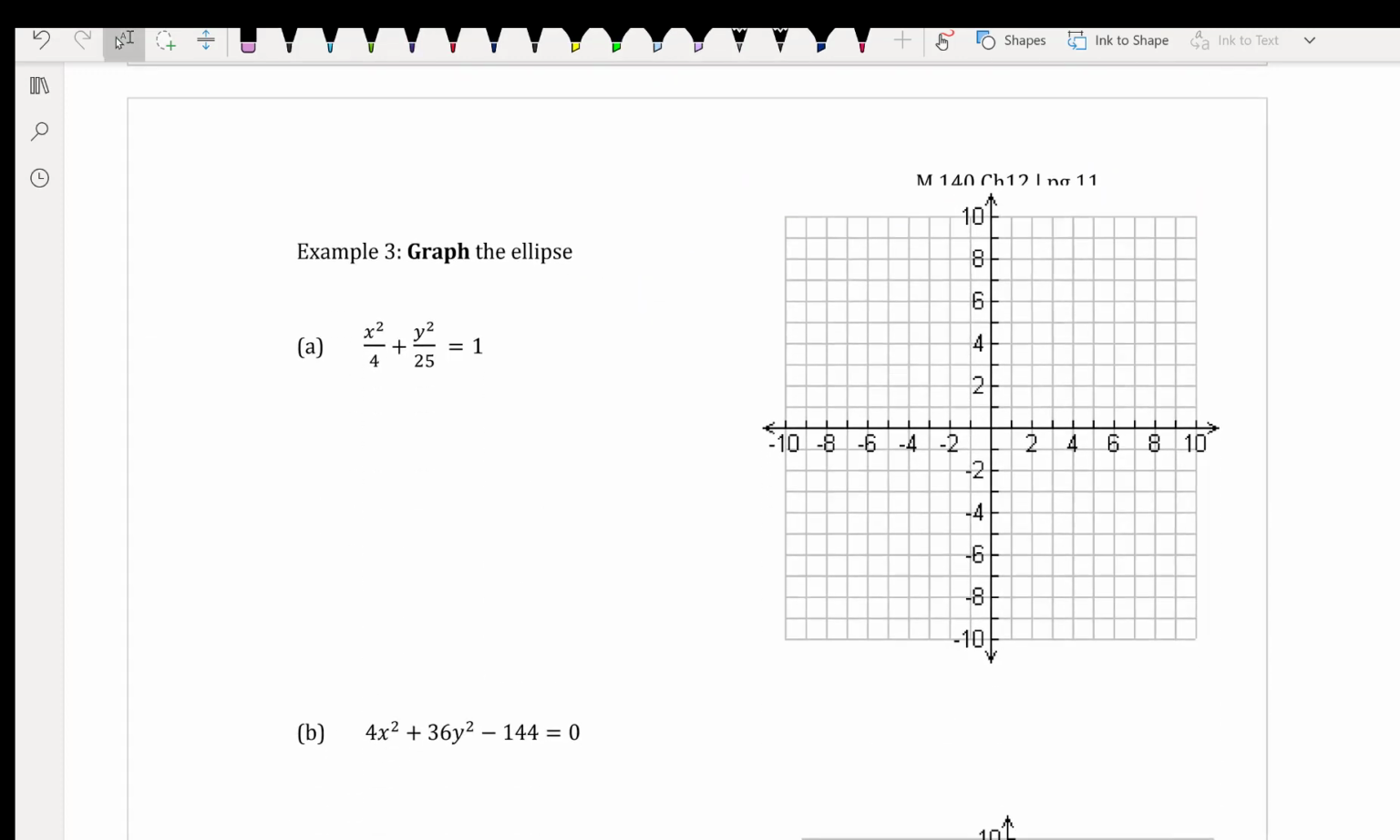Now, let's go ahead and graph the ellipse, okay? So for this ellipse, I know that I'm going to have my center. My center is at 0, 0.